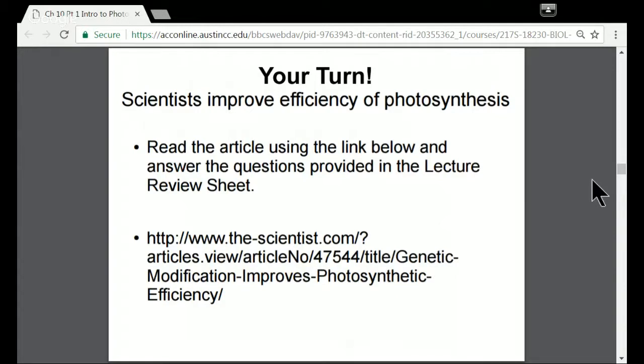Here's an article that illustrates this. I'd like you to pause this video and go find this article at the link provided. It's also available under useful links. Read it and answer the questions provided in your lecture review sheet. It's talking about a fairly recent scientific breakthrough about how scientists were able to manipulate photosynthesis and make it more efficient. Pretty neat stuff, right? So go read the article and then come back.